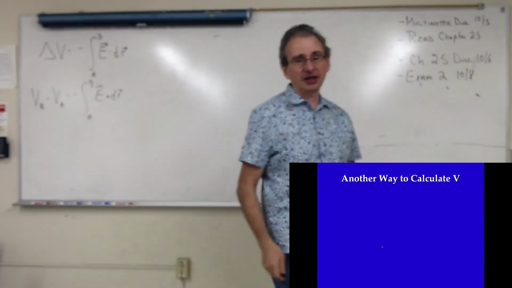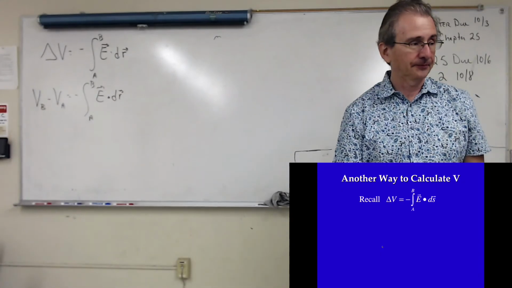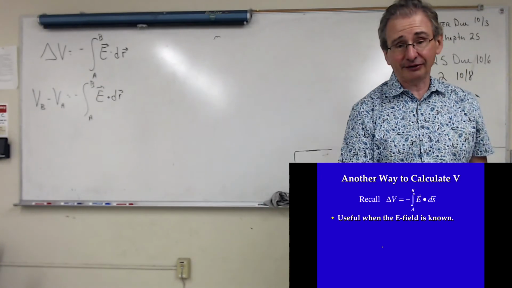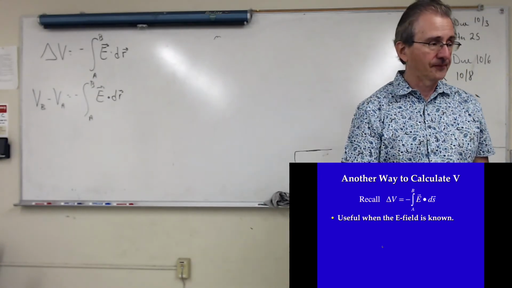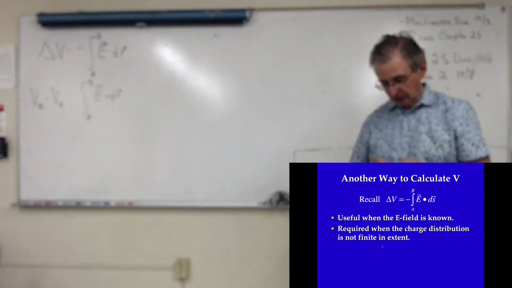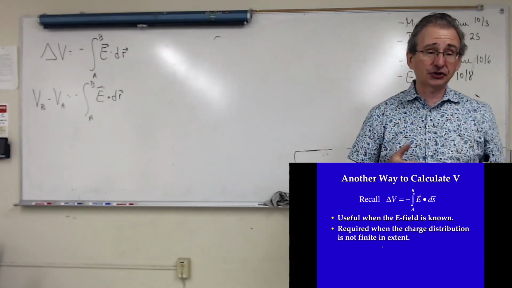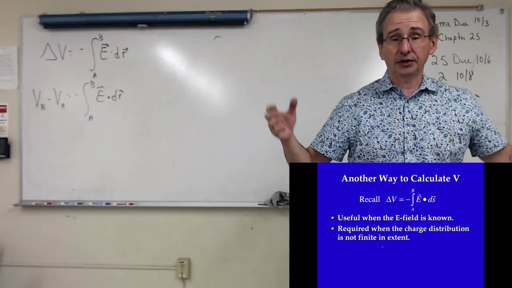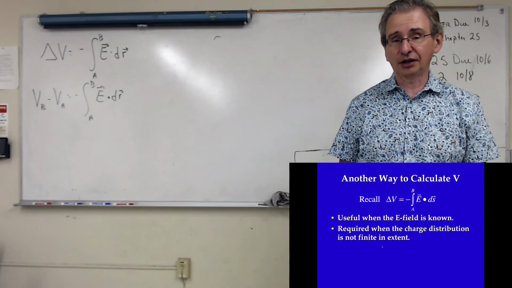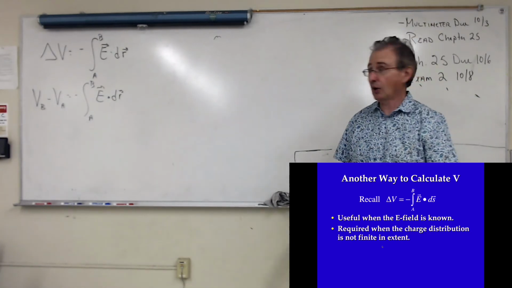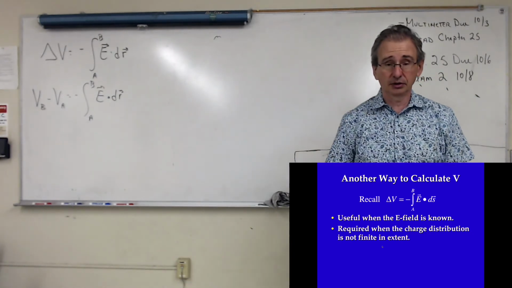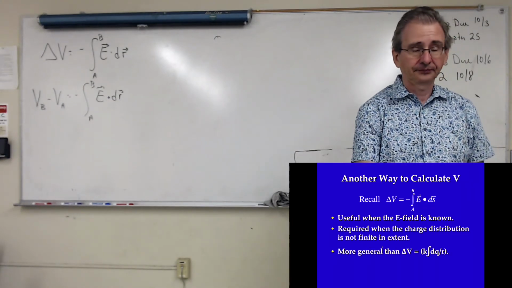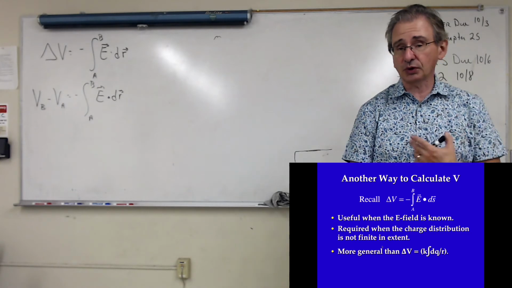Okay, this method works in any case. The only thing is we have to know E ahead of time. This is very important if you have a charge distribution that's not infinitely extensive. An example: a line of charge. You can't use the integral of k dq over r for a long line of charge. However, you can use this for a long line of charge or an infinite plane. Okay, so this works in every case.